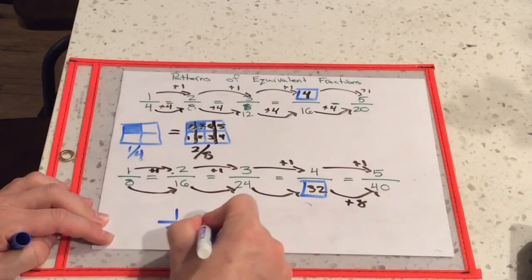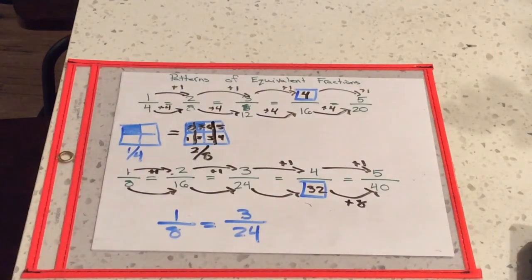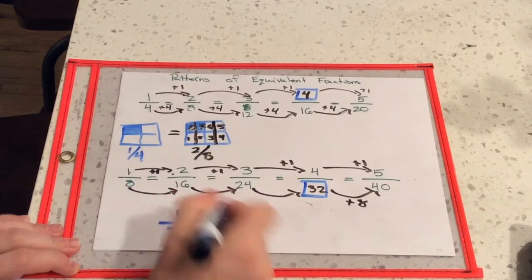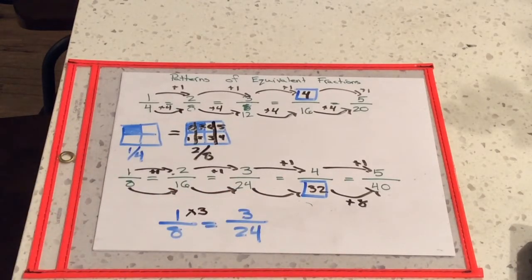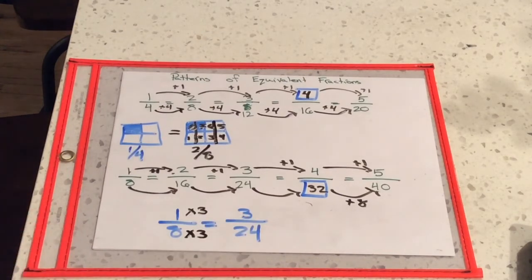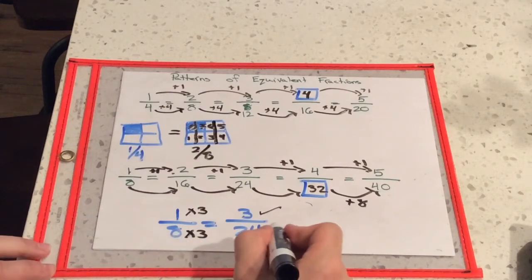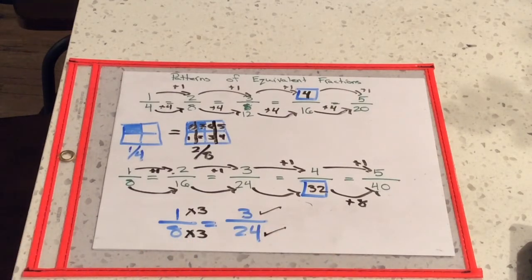This time we're going to see, is 1/8 equal to 3/24? So I need to ask myself, 1 times what will give me 3? Well, I know that 1 times 3 equals 3. If I multiply by 3 on the numerator, I have to multiply by 3 on the denominator. Same number top and bottom. 1 times 3 is 3. That's a true statement. 8 times 3 is 24. That is also a true statement.